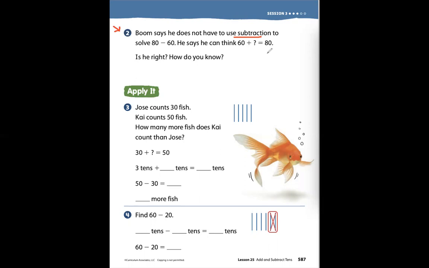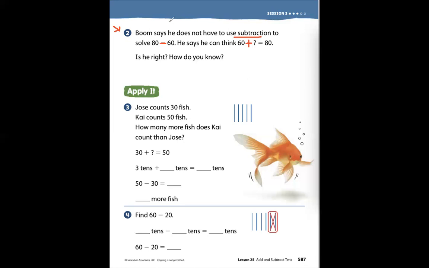Boom says he does not have to use subtraction to solve 80 minus 60. He says he can think 60 plus what is 80. Is he right? How do you know? Well, let's look at our symbols. This is a minus sign. This is a plus sign. So what do we know about subtraction and addition?